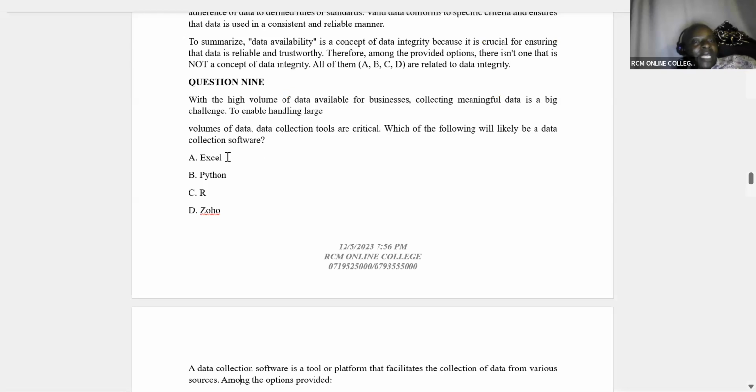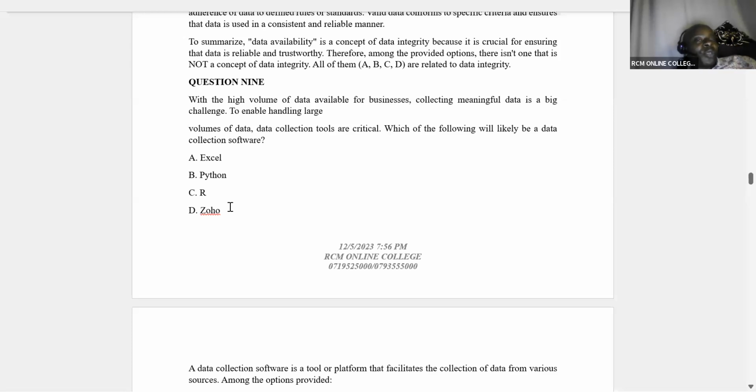Excel is for data analysis. Python, we use Python to come up with programs for analysis. You have a program, in this case, that can even enable you to do visualizations. R is so big, ladies and gentlemen, for statistical information.